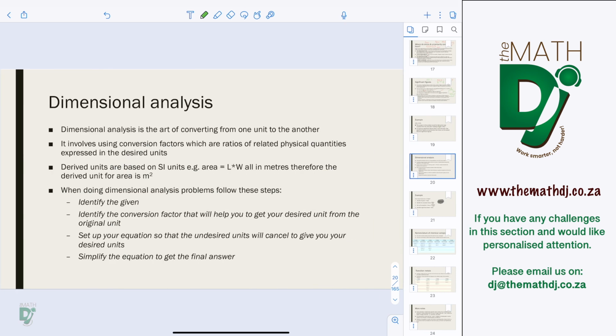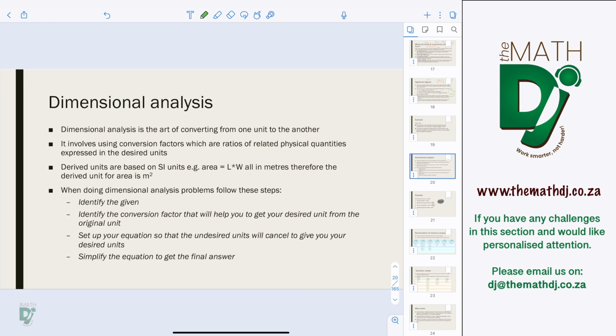Let's move on to the next topic, dimensional analysis. Dimensional analysis is the art of converting from one unit to another. Let's say you want to convert pounds for weight into kgs. Dimensional analysis is the relationship between different measuring units. It involves using conversion factors, which are ratios of related physical quantities expressing the desired units.